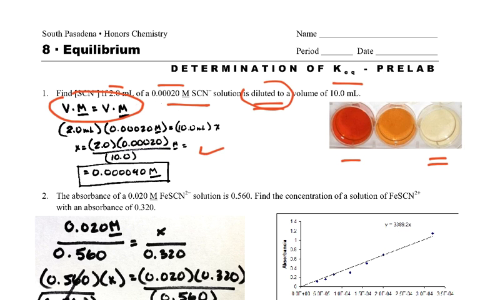So, we get x by itself, and then I get 0.00004, or we could write that down as 4.0 times 10 to the negative 5 molar. Either answer would be great.